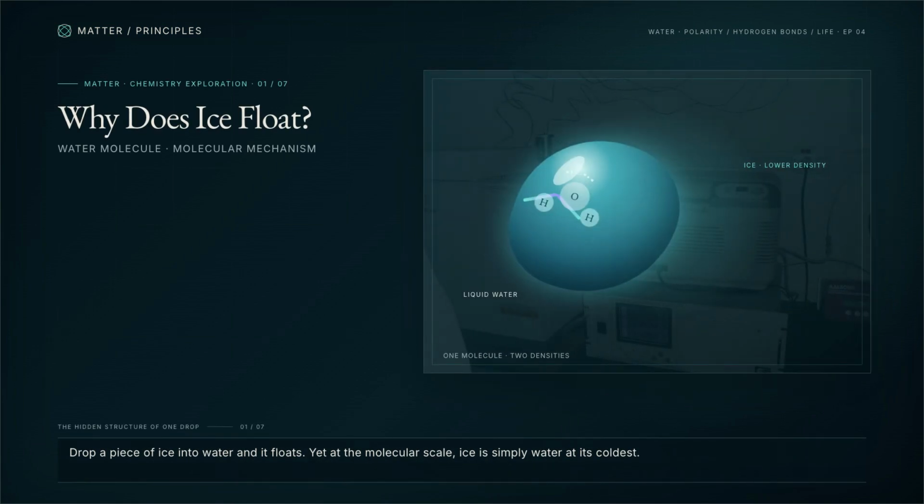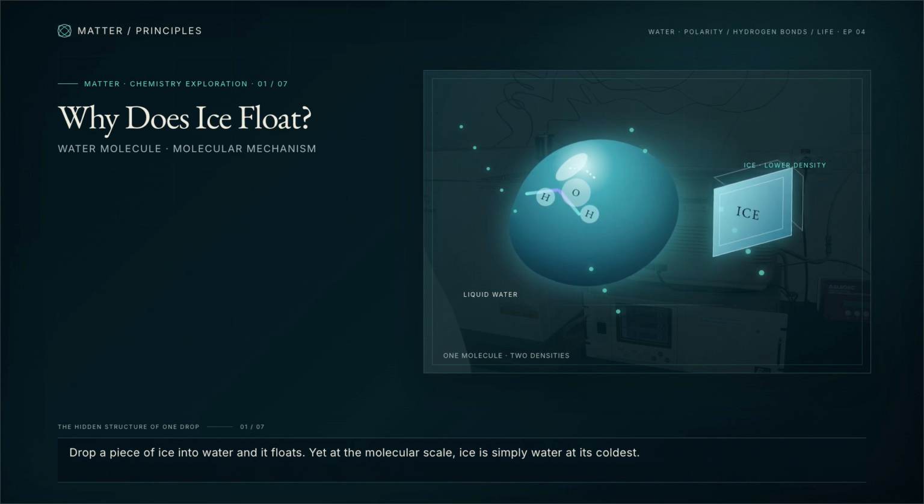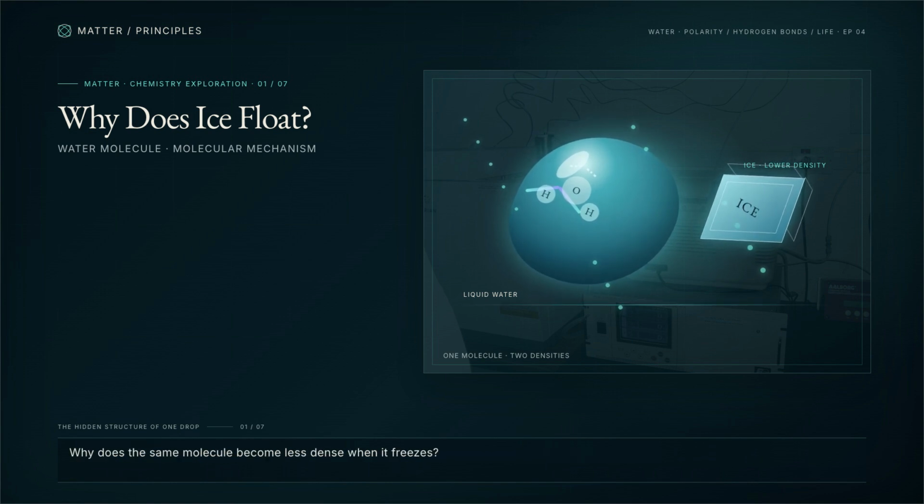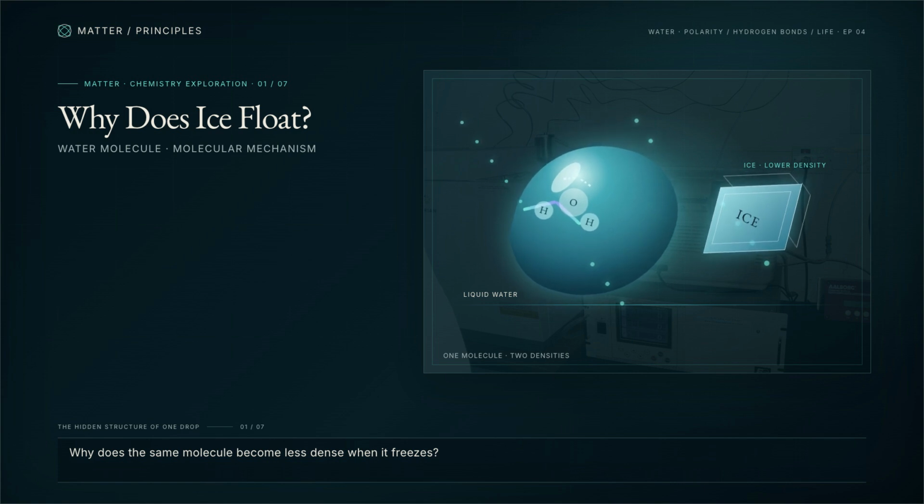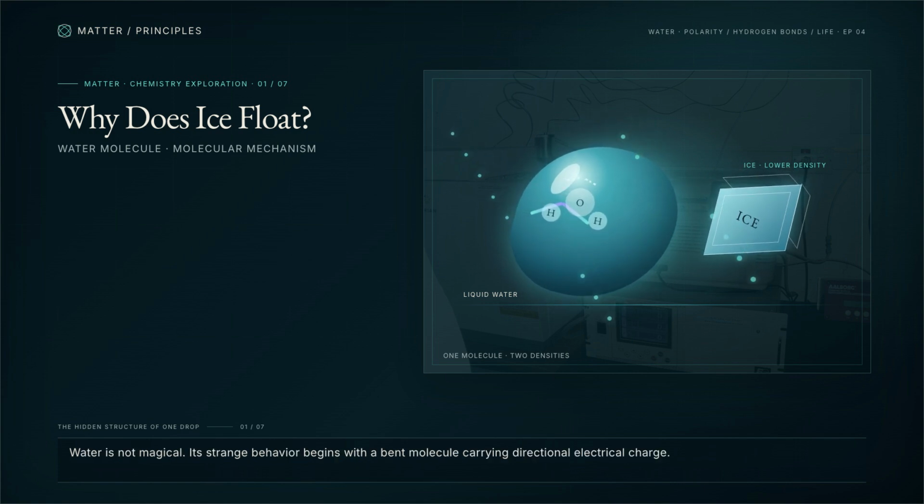Drop a piece of ice into water and it floats. Yet at the molecular scale, ice is simply water at its coldest. Why does the same molecule become less dense when it freezes? Water is not magical. Its strange behavior begins with a bent molecule carrying directional electrical charge.